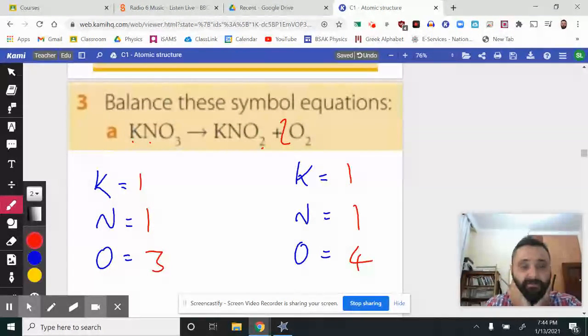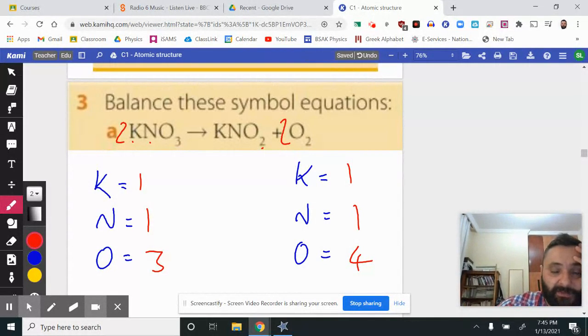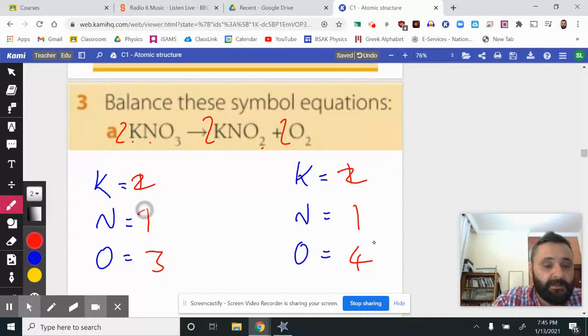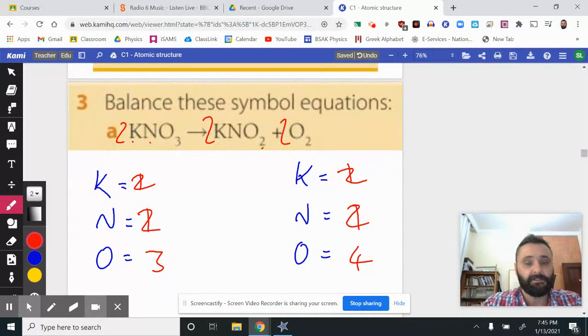Okay, so now we've got 4, we've got 6. Right, what if we double up on there? Okay, now unbalance the oxygens. What have we got on the left? We've got 6 and we've got 6. We need to double up on this, don't we? Okay. Right, now we've got 2 potassiums, 2 potassiums, 2 nitrogens, 2 nitrogens. Right, we've got 6 oxygens on the left. We've got 4 and 4.